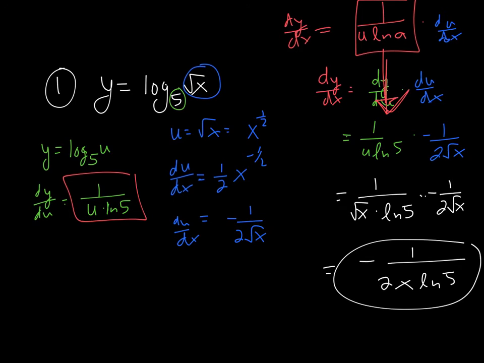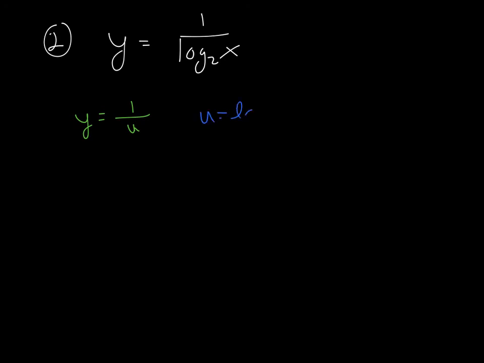Okay, let's try another one. Let's consider y equals 1 over log base 2 of x. I like this one because it's completely different, but we can totally handle this just using our chain rule. So let's go back to chain rule. If I'm going to define a function here and try to simplify this, I'm going to have y equals 1 over u, and that's going to make my u be the log base 2 of x. So previously, my u was the inside of my log function.